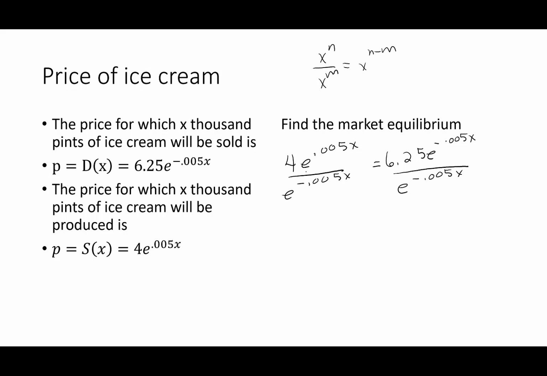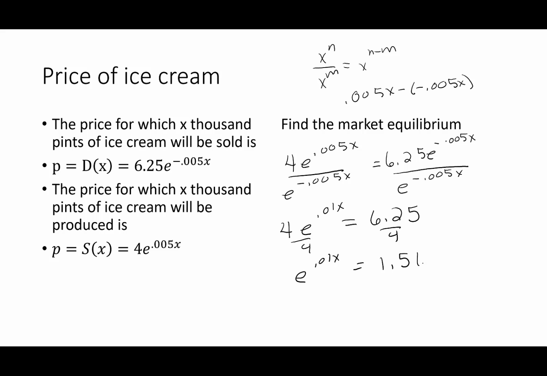So these e's are both the same. So what am I going to do? I'm going to take 0.005x and I'm going to subtract negative 0.005x. That's going to give me 4e to the positive 0.01x. On the right side, I still have 6.25. Now I'm going to divide by 4. So I have e to the 0.01x equals, I'm going to go ahead and make that a decimal, 1.5625.